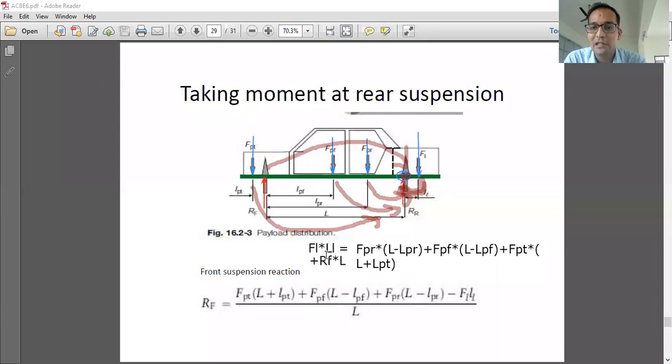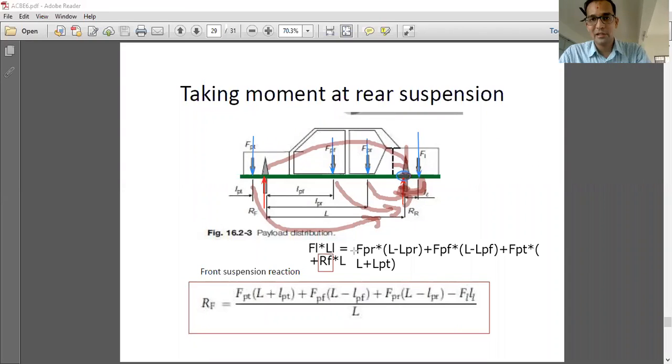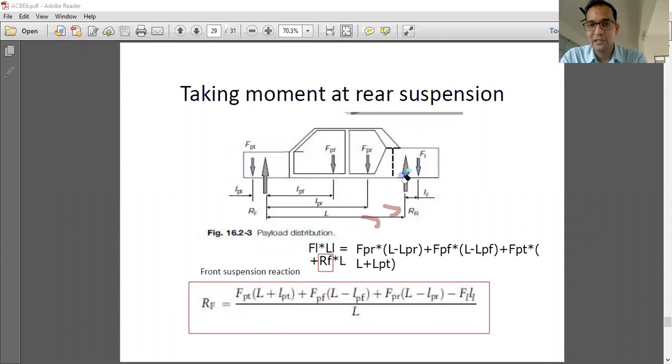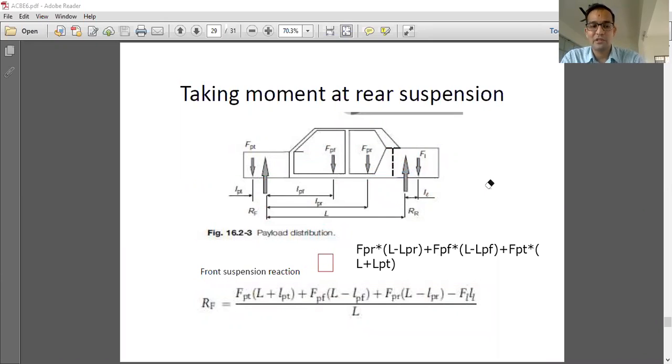Now if I take the RFL, this one, as the subject, what is going to happen? We'll have this configuration. This whole reaction is going to be developed over there. I hope you are able to understand. So this is the front suspension reaction. I would request you to attempt it one or two times so that you will be able to identify and analyze what is going to be the reaction. So by attempting this, we are able to have this configuration.